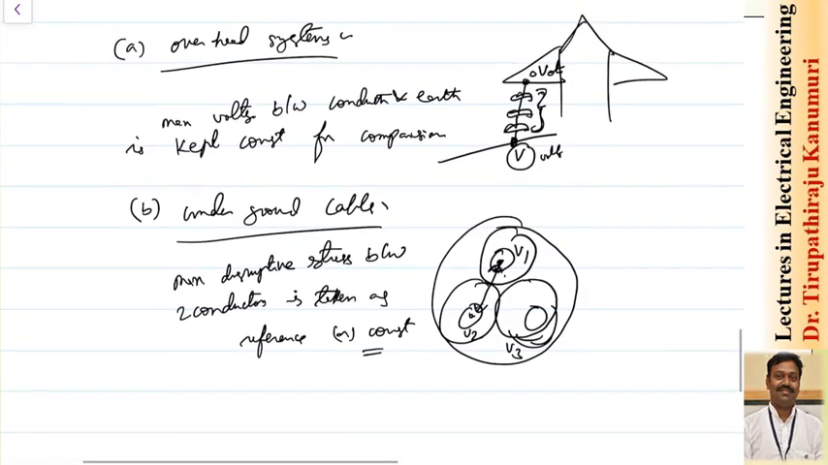So the analysis of overhead transmission lines is different from the analysis of underground transmission lines. In tomorrow's class we are going to discuss the comparison between different types of systems for overhead transmission lines, and after that we will go for the comparison of different systems for underground transmission lines or underground cables. I hope till now the basic concept of the transmission systems is clear to you.